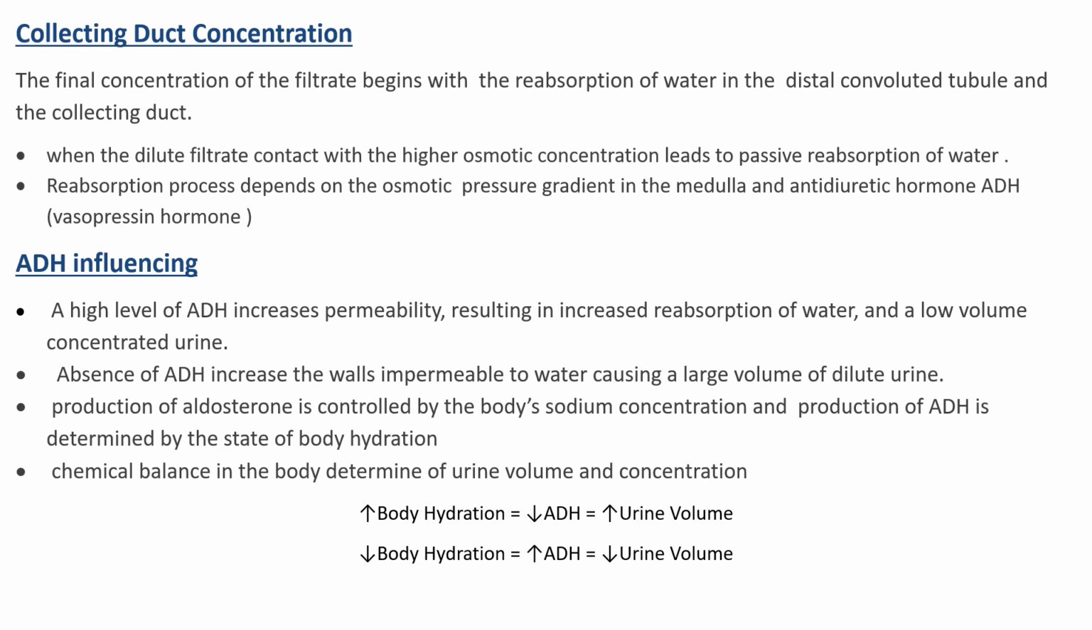Production of aldosterone is controlled by the body's sodium concentration. Production of ADH is determined by the state of body hydration. Chemical balance in the body determines urine volume and urine concentration. As we see, when body hydration is high, ADH is low and urine volume is high. On the opposite side, when body hydration is low, ADH is high and urine volume is low.